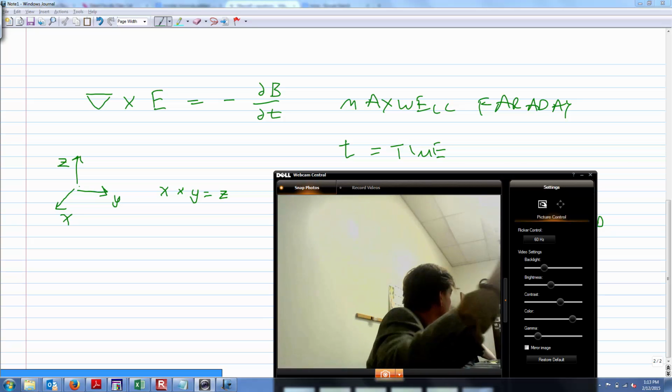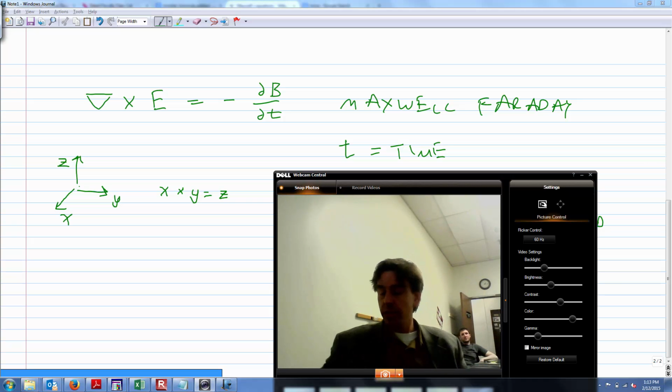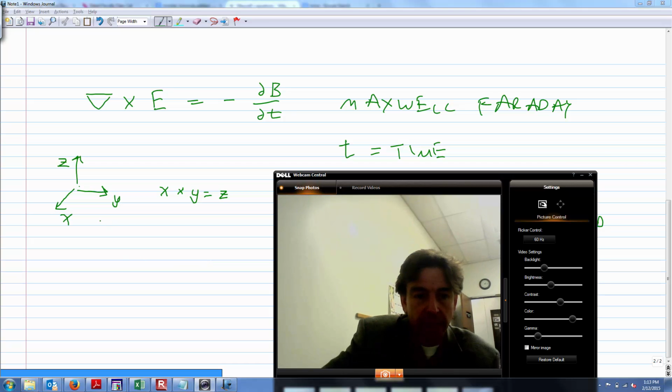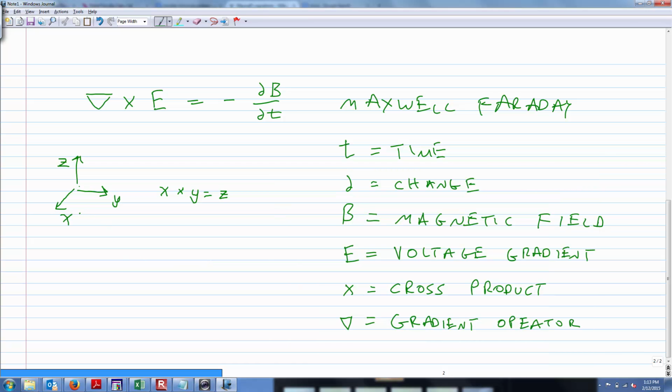So you can think of it just like your hand. So if I again take the X-axis and sort of spin it towards the Y-axis, the Z pops out. Now, the same thing happens if I take the Y-axis and spin it towards the Z-axis. The X-axis pops out.